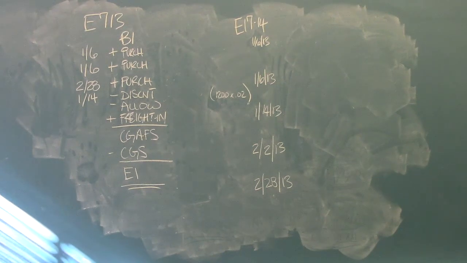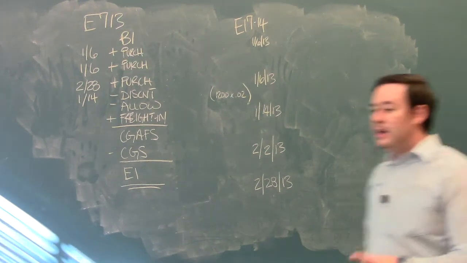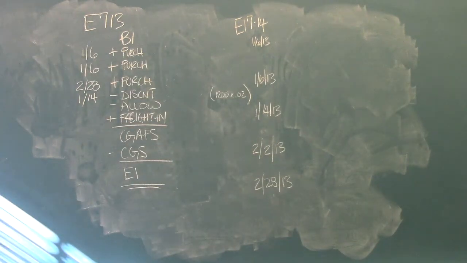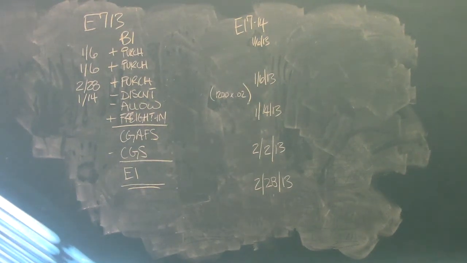Okay, the next two problems on our list are E713 and E714. They go hand in hand, so we're going to work them together. E713 asks us to do a calculation. It says, during the months of January and February, Axe Corporation purchased goods from 3 suppliers. It gives us the events as follows.